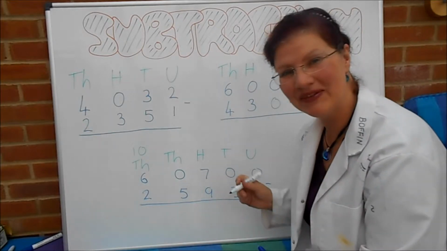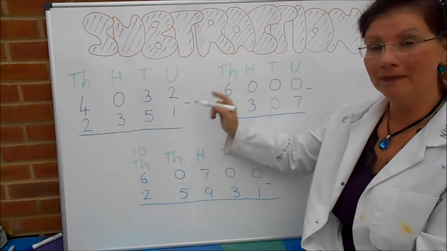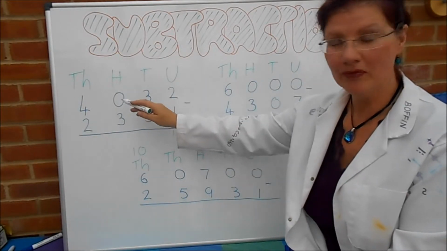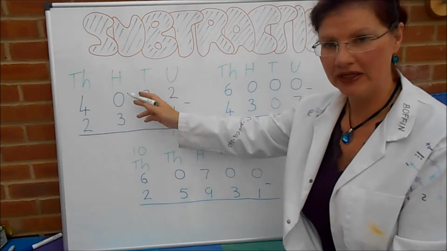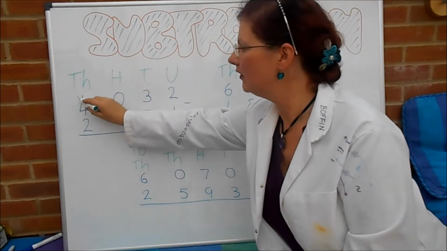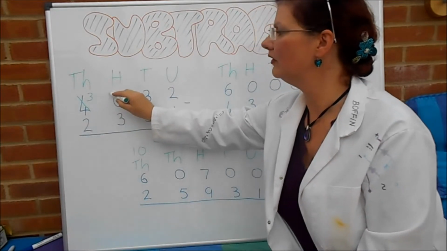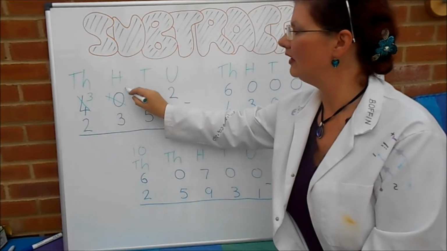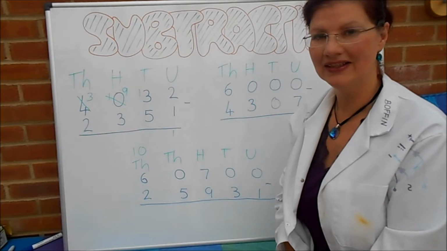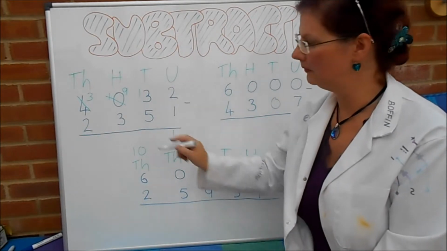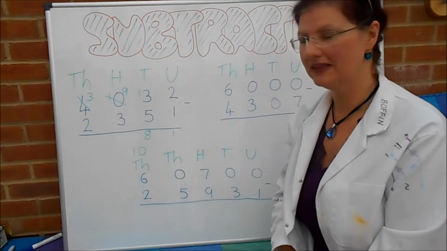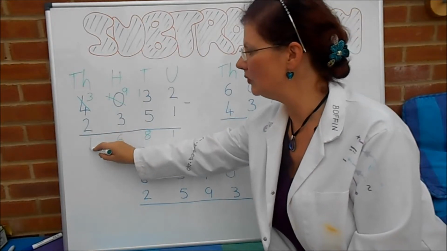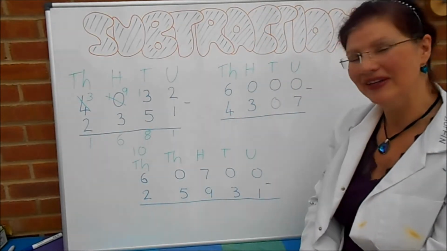Welcome back. So let's have a go at those together. 2 take away 1, that's easy, it's 1. 3 take away 5, can't do that, swipe one from next door, unpack one of these. But there aren't any, so we'll have to unpack one of these. So instead of 4 thousands, we only have 3 thousands, but now we've got 10 hundreds. Now we can unpack one of the hundreds. So that leaves you with 9 hundreds and 13 tens. 13 take away 5, we can do that. That's 8. And now we've got 9 take away 3, which is 6, and 3 take away 2, which is 1. 1,681. I hope you got that.